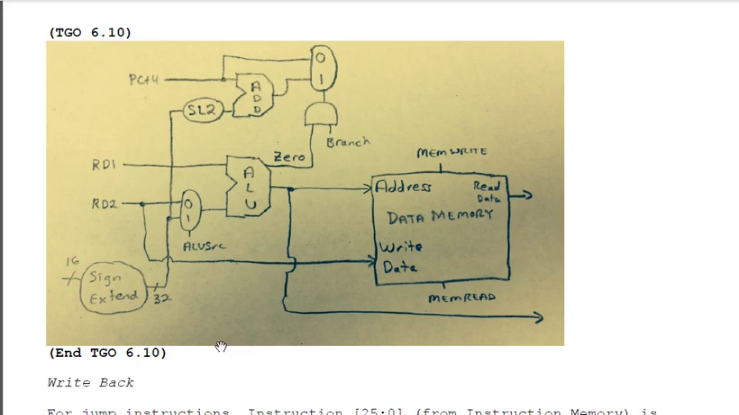So if you're making a truth table, we would want ALU source to be 0 if it's an R-type instruction or a branch instruction. Now, what type of instructions would we use the signed immediate value to add with the RS from RD1? Yes, Adam?